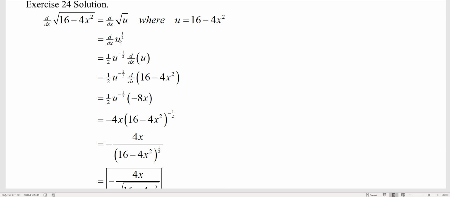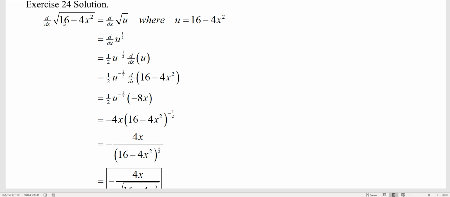But then again, we had to do a substitution. So the substitution rule, the chain rule, says that we must multiply by the derivative of the u. The derivative of the u here is negative 8x. Now we just substitute back in, and u is this here. So there it is in a nice format if you like power functions.